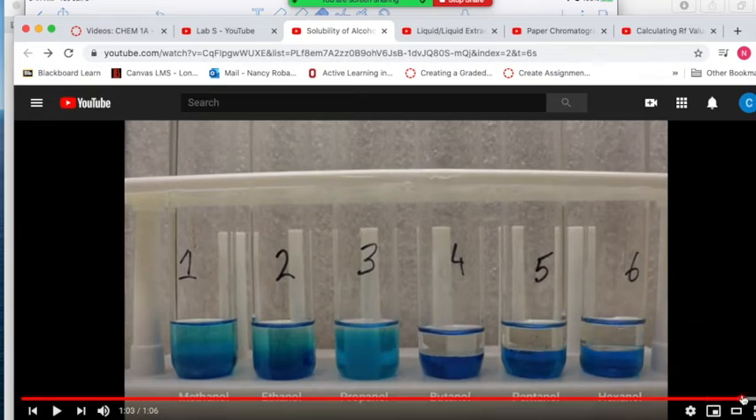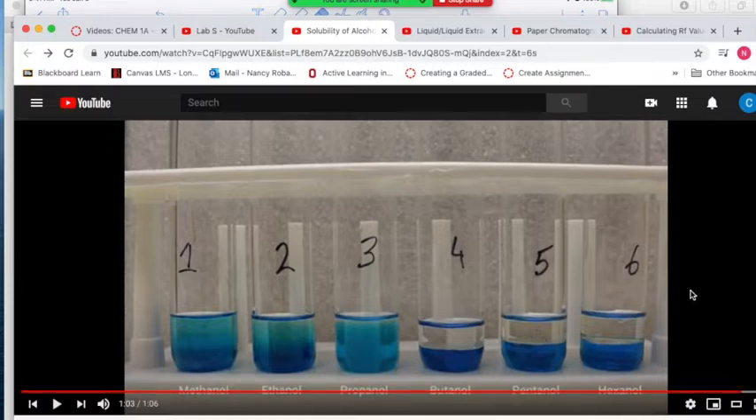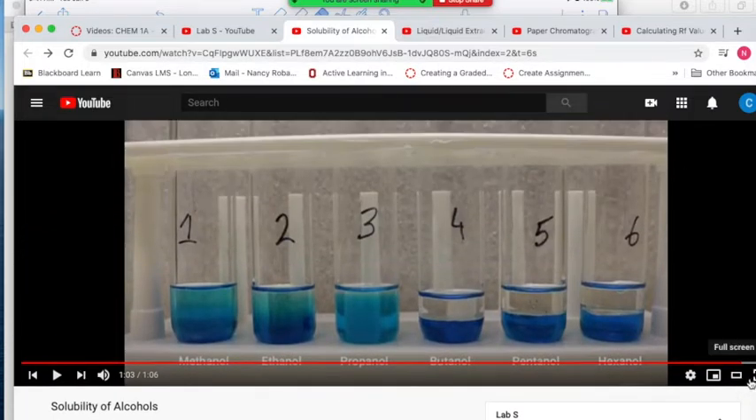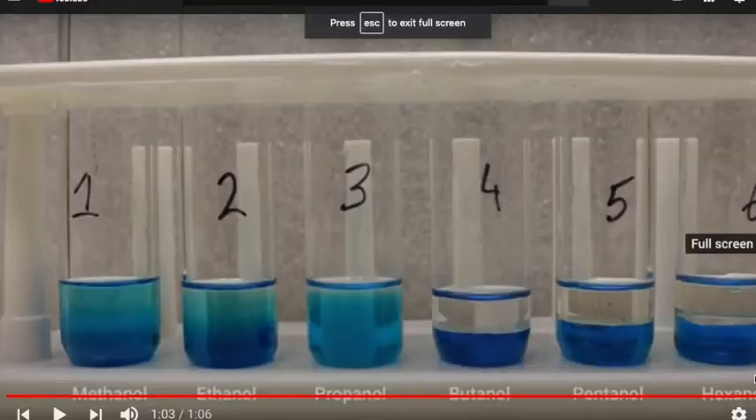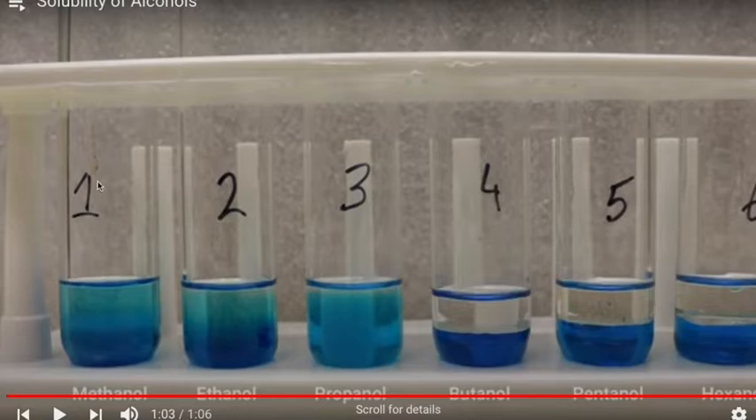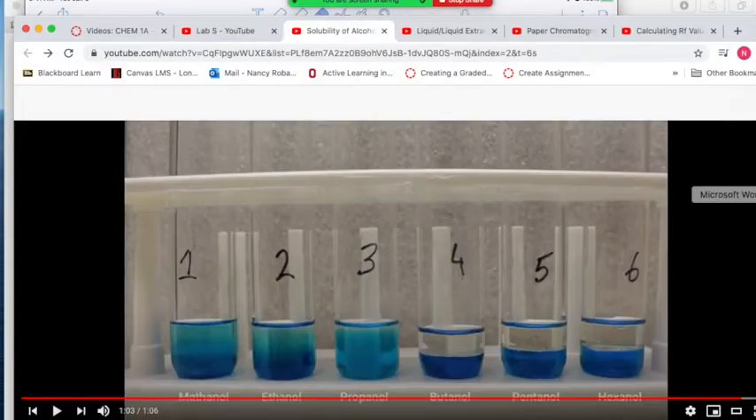All right, so now here are the test tubes, and unfortunately the little red bar at the bottom is covering the names. Even in full screen, it does cover the names a bit, but number 1 is your methanol, 2 is ethanol, 3 propanol, 4 butanol, 5 pentanol, 6 is hexanol. So let's go back and take a look at your lab now.